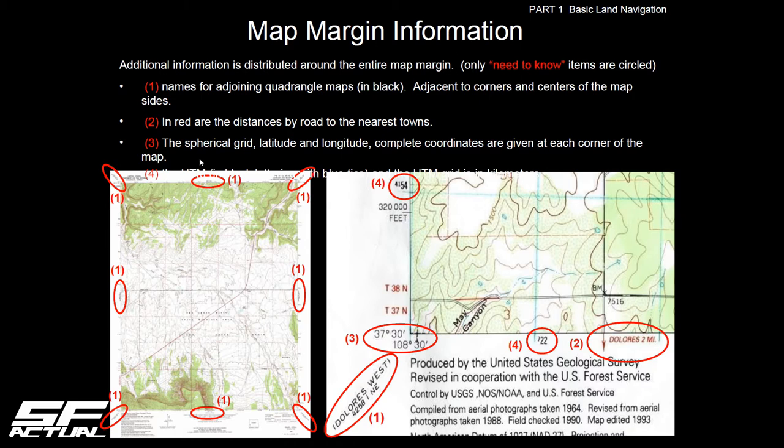Number three, the spherical grid. The latitude and longitude complete coordinates are given at each corner of the map. So here, at this point, you are getting the lat long of this corner, and you would have that on all the other corners. And then number four is the UTM grid. Okay, and I know that's being covered up, but we're going to get over that in just a second. But this is actually the UTM grid that is showing boundaries, and we'll jump into that in just a little bit.